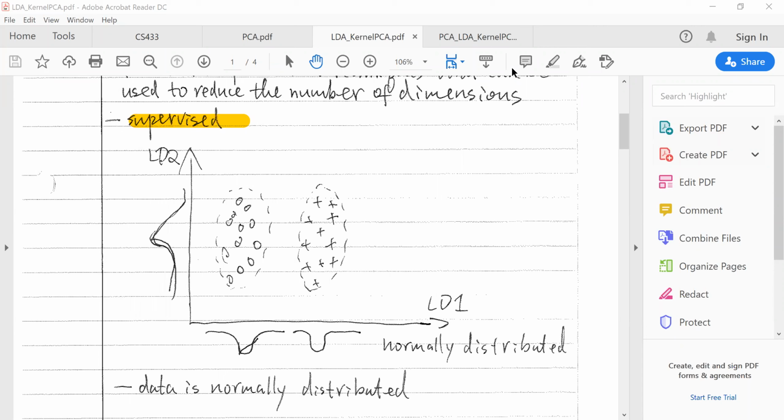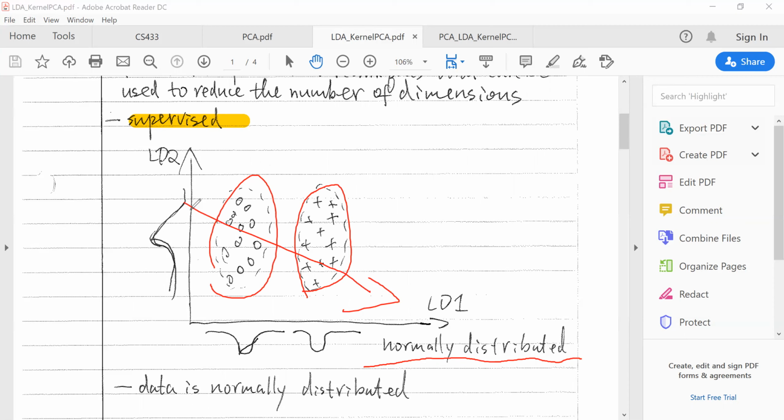Another difference is that when you apply LDA, it is quite helpful if the data is normally distributed. Here it shows the idea. You have one group of data and another group of data, and maybe your previous sample space looks like this.